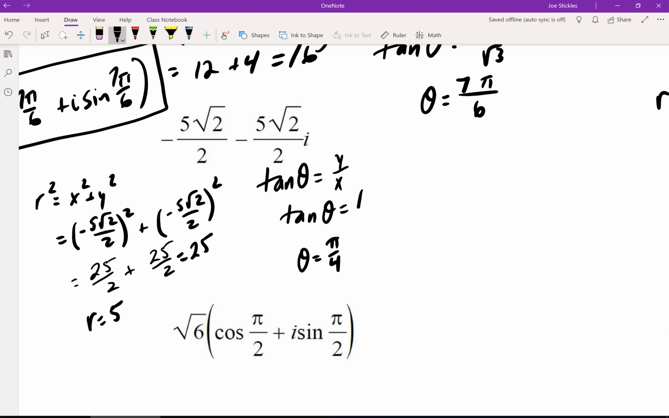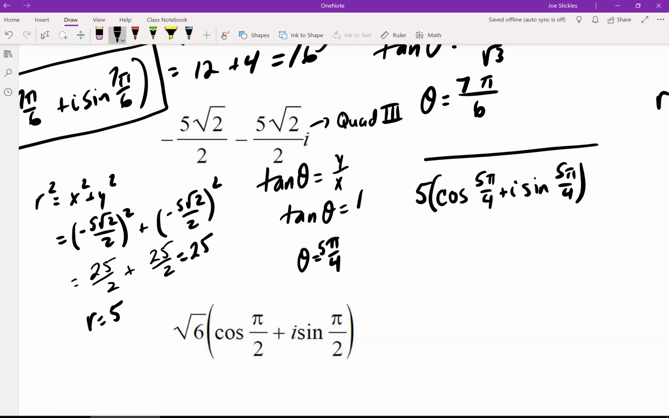pi over 4. So again, we need to look back at the number. X is negative and y is negative. This means that this number is in quadrant 3. So I have to use 5 pi over 4 for this one. That's the pi over 4 angle over in quadrant 3. So then finally, when we do the polar form, it'll be 5 times cosine of 5 pi over 4 plus I times sine of 5 pi over 4. And that's it.